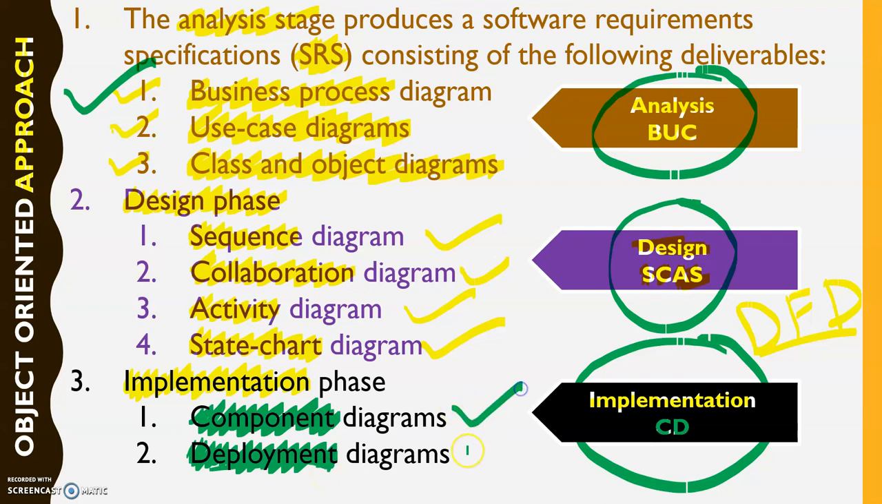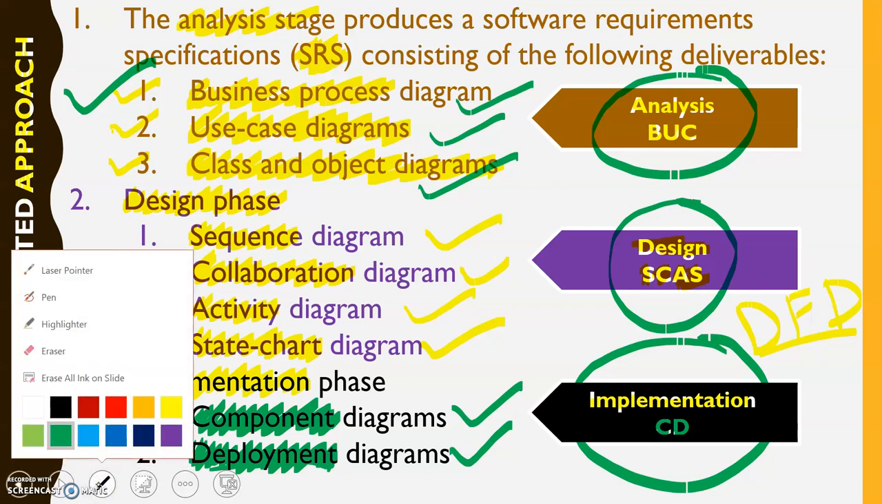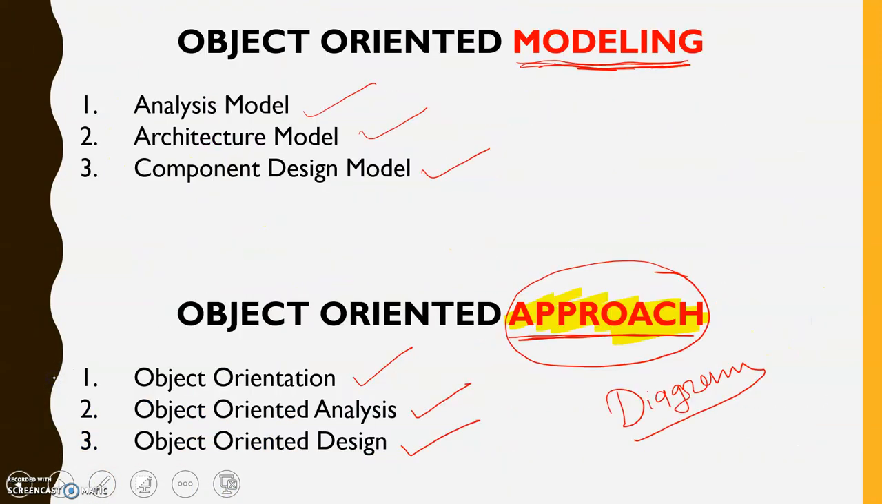So see, so many different diagrams are there: business process, use case, class and object, and all the other diagrams. We will learn each and every diagram in detail in the next unit. So it's very easy. So let's sum up all the points.